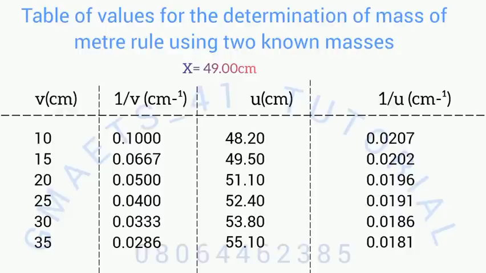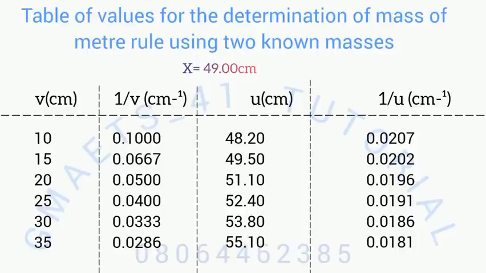In the instruction, we are to evaluate 1 over V and 1 over U. So you can see clearly the table of values displayed on the screen that corresponding to the given values of V, after evaluating 1 over V, we had values of U and also we evaluated 1 over U. You could see the values there.